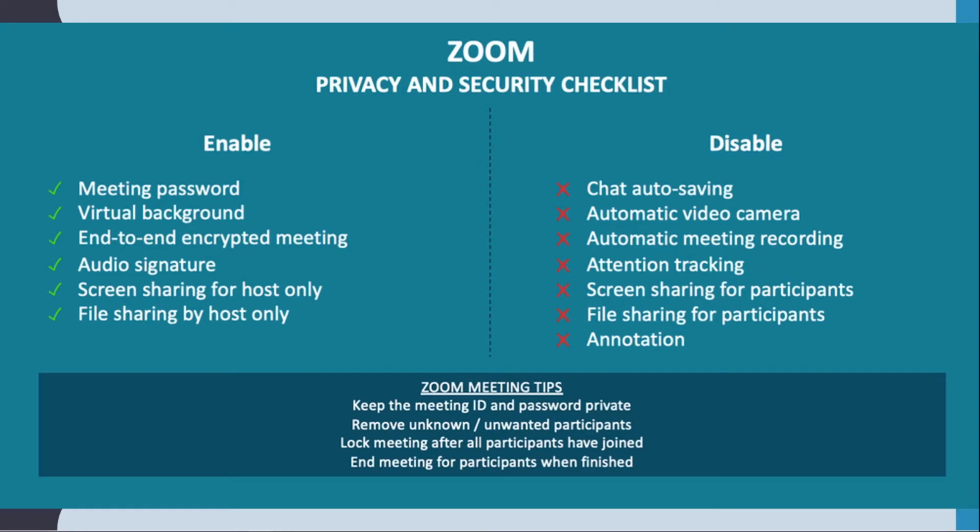Screen sharing for participants and file sharing for participants, like we mentioned before, you want to disable those if they are unnecessary. You want to keep your meeting ID and the password private. Remove unknown participants. If somebody happens to join very randomly, you might just be better off to remove them. You could lock the meeting once everybody's joined, and you definitely want to make sure that you clear and end the meeting for participants when everybody's finished.